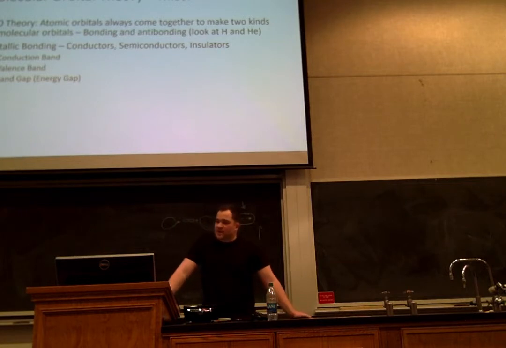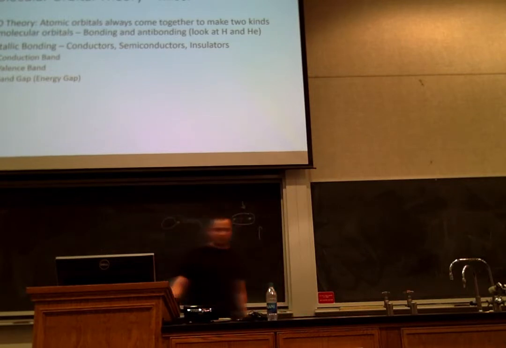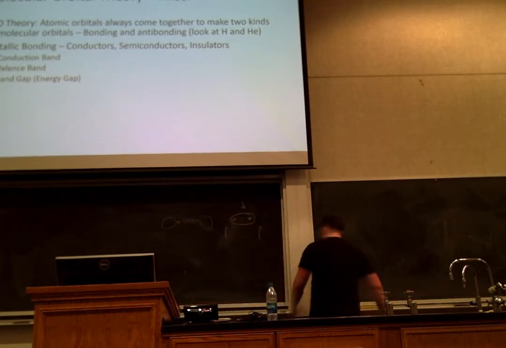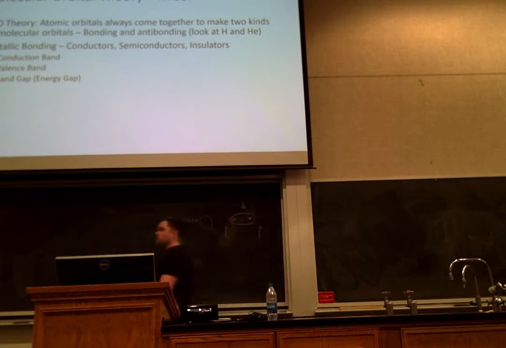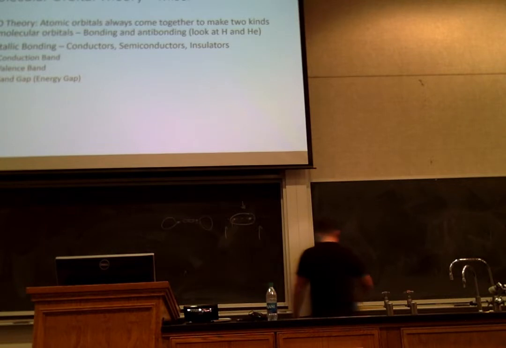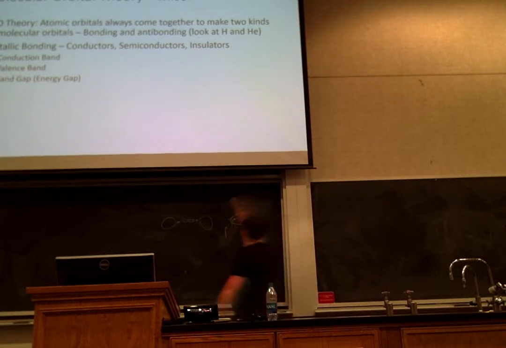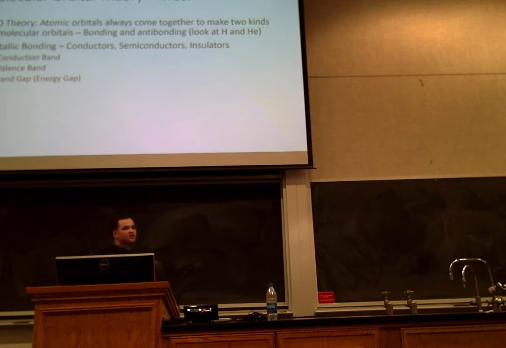So some miscellaneous items for molecular orbital theory. Atomic orbitals always come together to make two kinds of molecular orbitals, bonding and anti-bonding. He talked about this in class, looking at hydrogen versus helium. Hydrogen's a nice one to look at because it's only got one orbital, a 1s orbital, right?